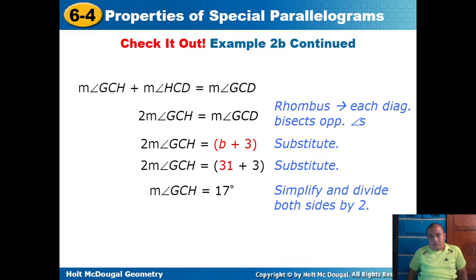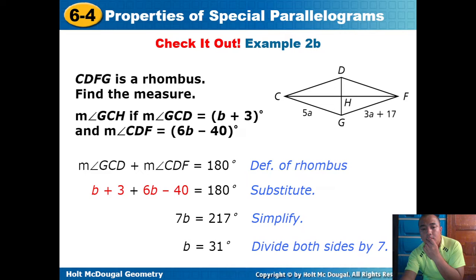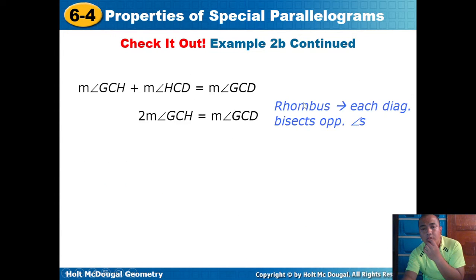Now, in a rhombus, each diagonal bisects opposite angles. Yan. For GCD and CDF, yung sinasabi ko kanina na measure, no? Pero what we're trying to find is the measure of angle GCH ito. Okay, in a rhombus, we all know that each diagonal bisects opposite angles.